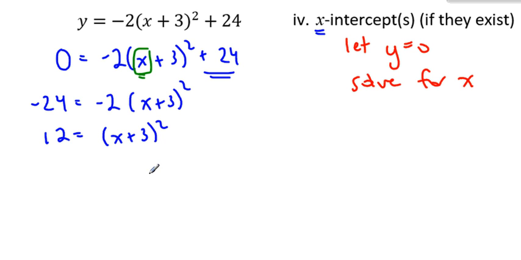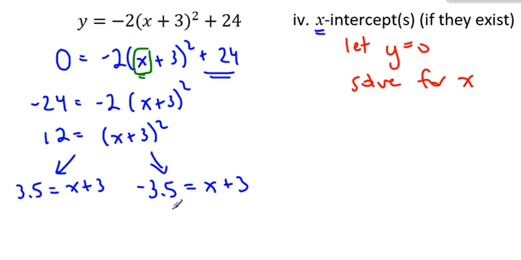And now I need to take the square root of 12. And here, really important, don't forget, when you take the square root of a number, your calculator will say one answer, like 3.5, but you have to remember that there's another answer, which is negative 3.5. So there's two answers to the square root of 12, and that's what's going to give me the two x-intercepts.